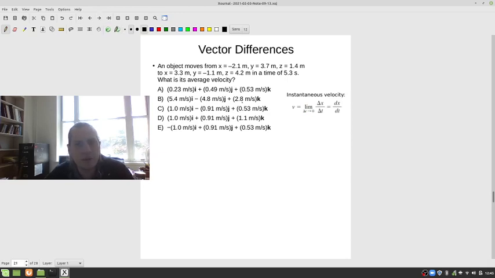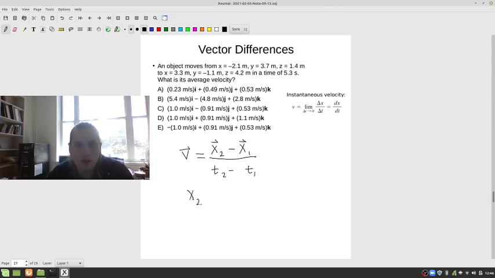All right, so here's an example with vector differences. An object moves from some position xyz to a different position xyz in a time of 5.3 seconds. What's its average velocity? Okay, now, we said that the instantaneous velocity was delta x over delta t. If we're going to do this as a vector, we have to have our x at the end minus our x at the beginning over our t at the end minus our t at the beginning. Okay, so I'm going to write out each one of those positions as a vector, and it'll make this easy.